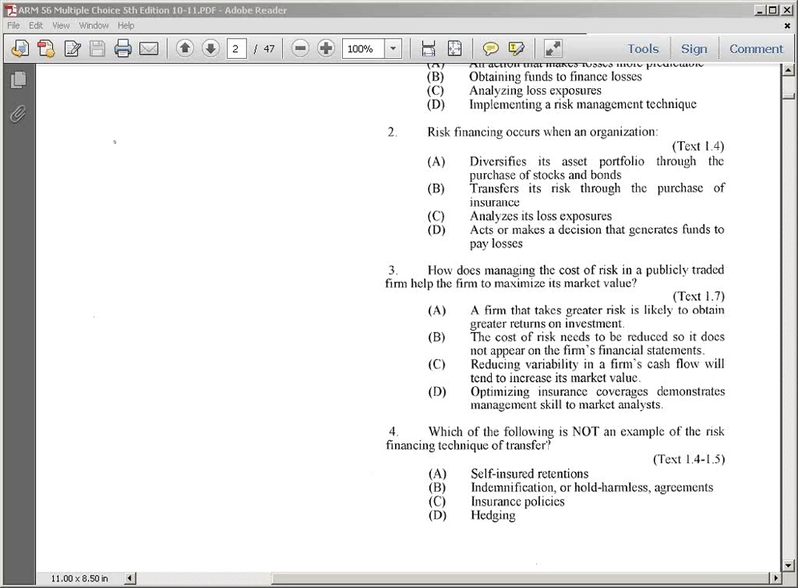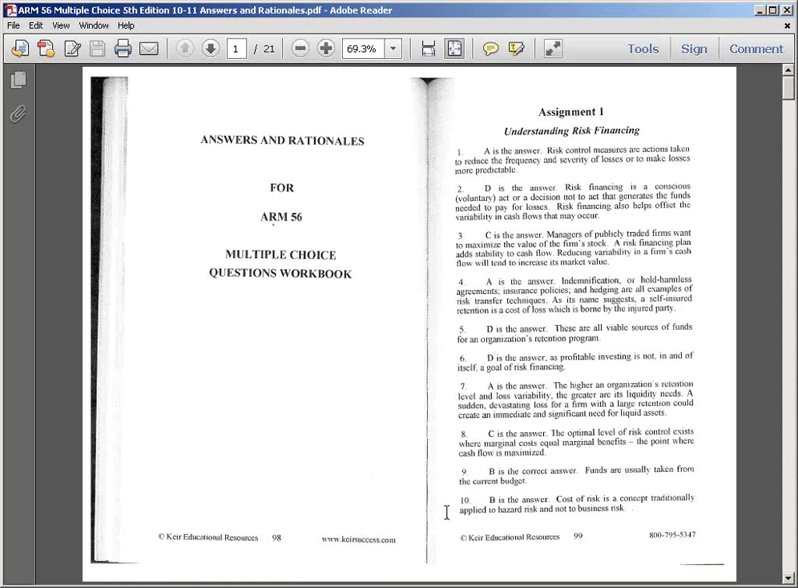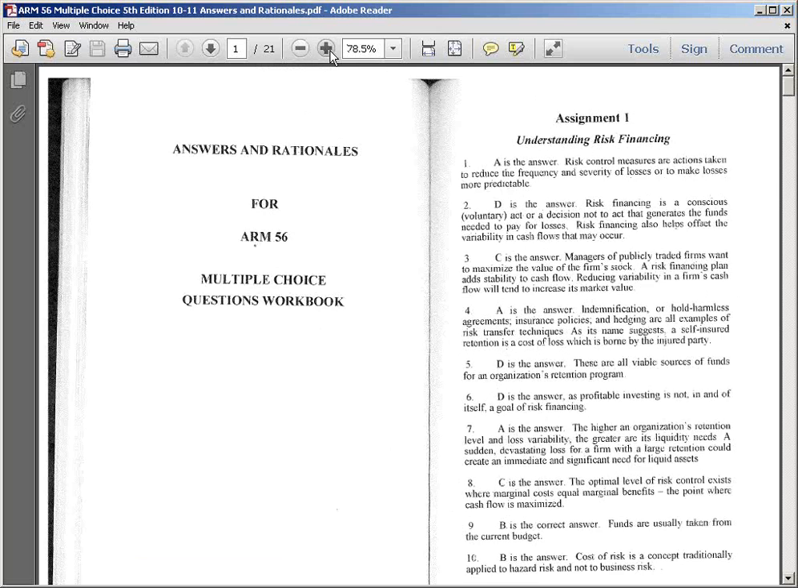So for those in there, which is it? Okay. The answer in this case for question 4 is A.